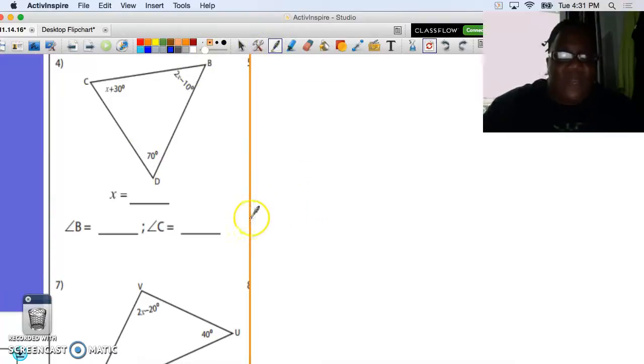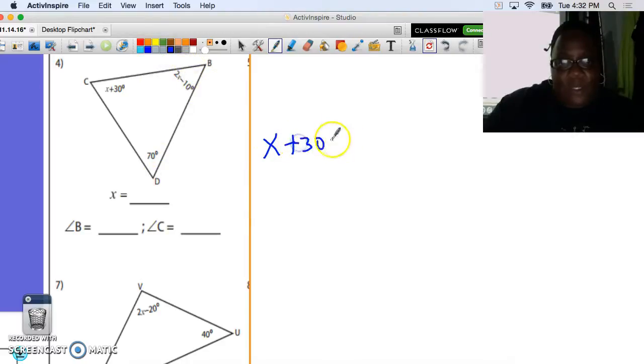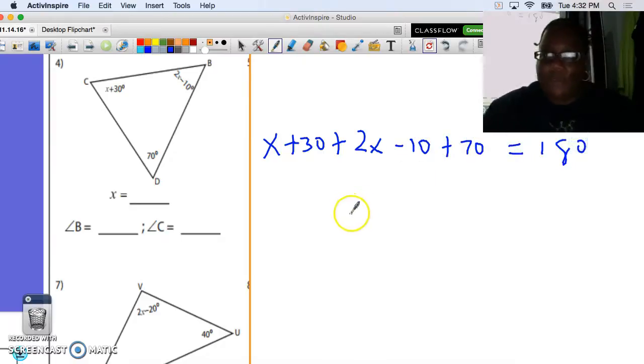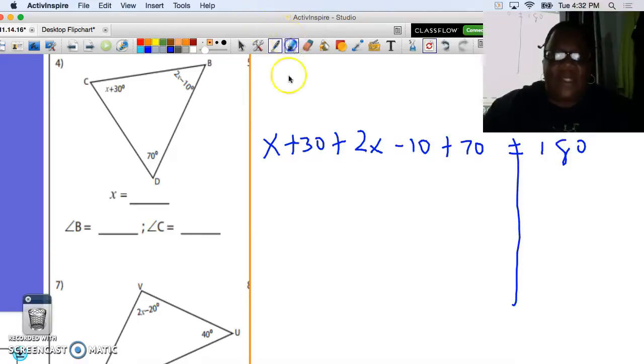All right, so I'm going to set up my equation. Remember, all three interior angles should equal 180. So this plus this plus this should equal 180. So x plus 30 plus 2x minus 10 plus 70 should all equal 180. All right, so I'm now going to start combining my like terms. I'm going to do my x's first. I have 1x right here.